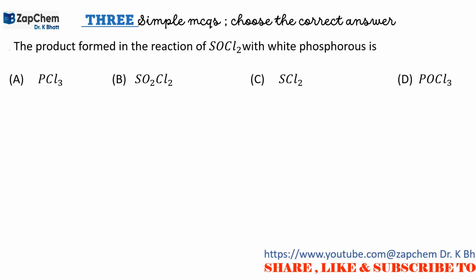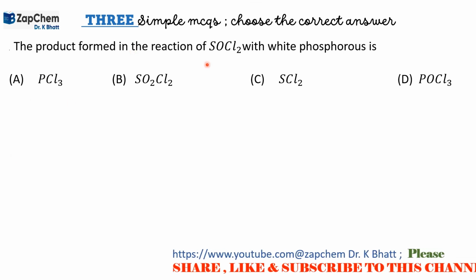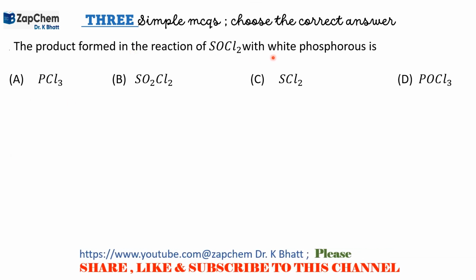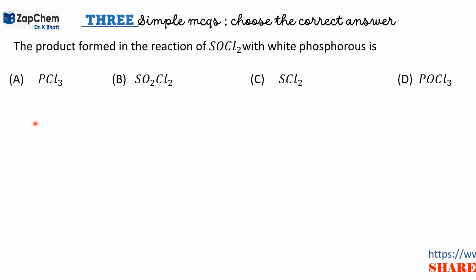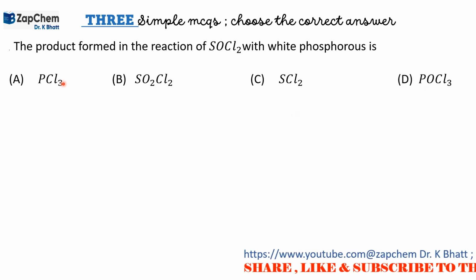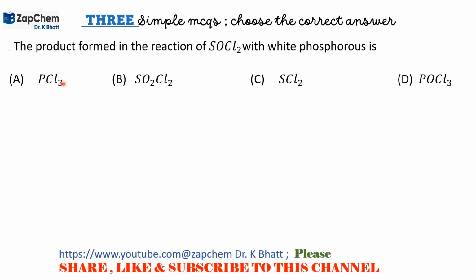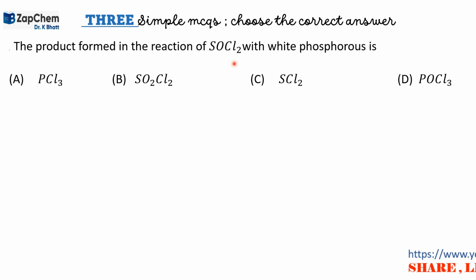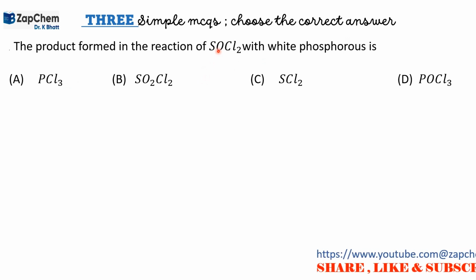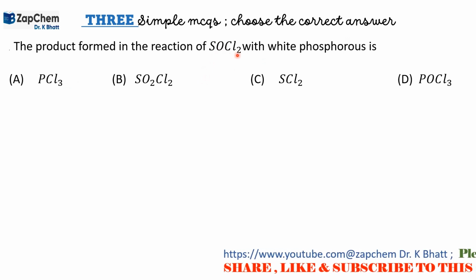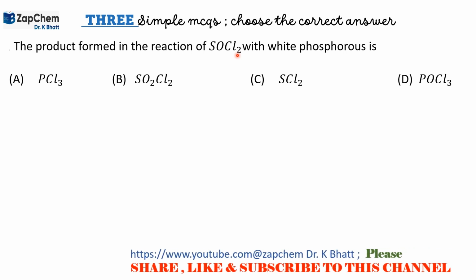The first question is: the product formed in the reaction of SOCl2 with white phosphorus is. Four options are given, and which will be the correct product? We have to just find out. Accordingly, we need to write the reaction of white phosphorus with thionyl chloride. SOCl2 is known as thionyl chloride.